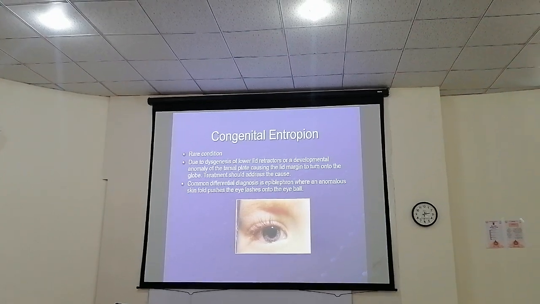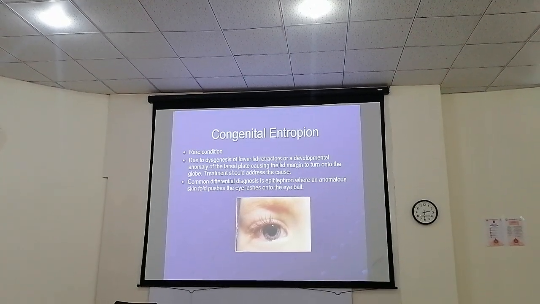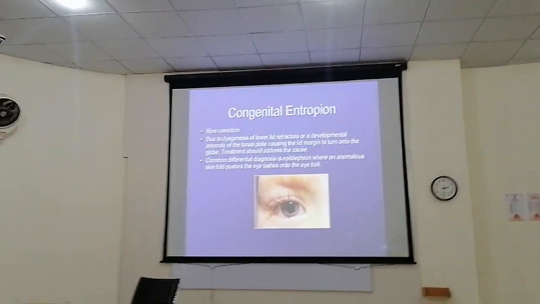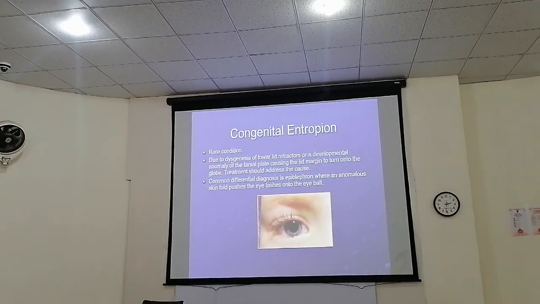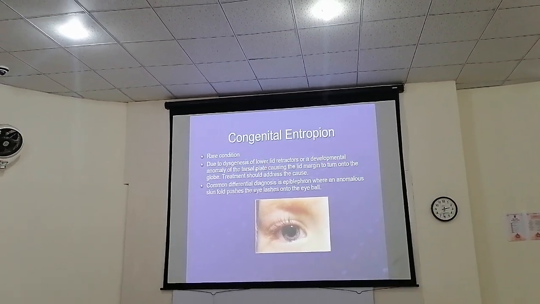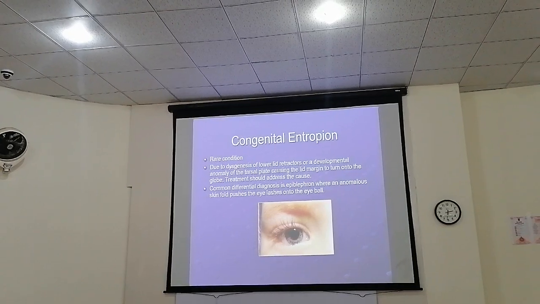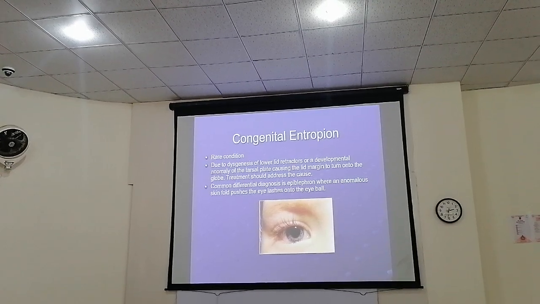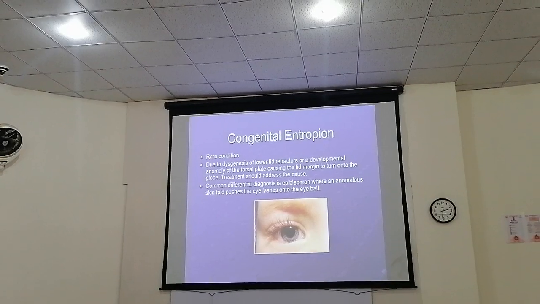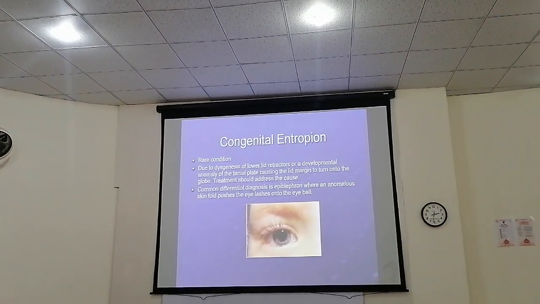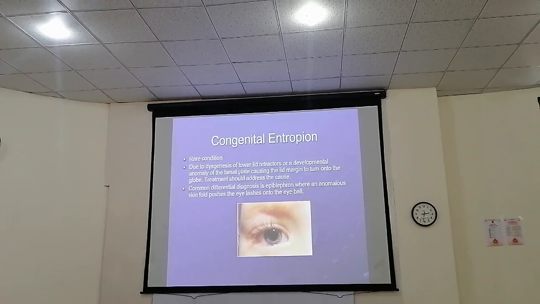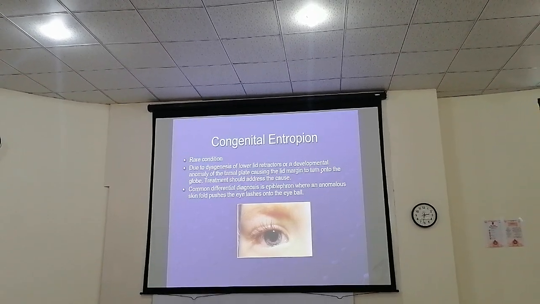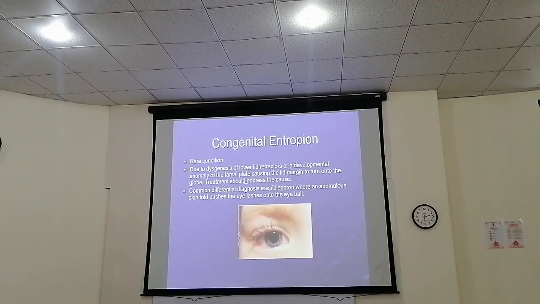Now, congenital entropion. As the name suggests, it's a very rare condition. It is due to dysgenesis. The name suggests that there is some deformation during the embryological life of the fetus. The muscle is not developed properly. Due to dysgenesis of the lower lid retractors or a developmental anomaly of the tarsal plate causing the lid margin to turn in onto the globe, treatment should address the cause.